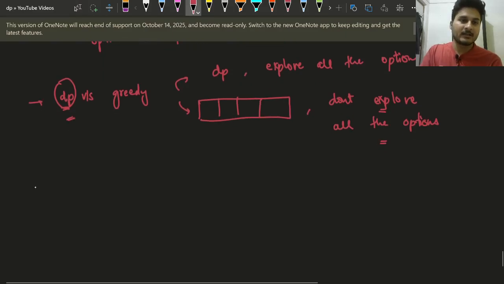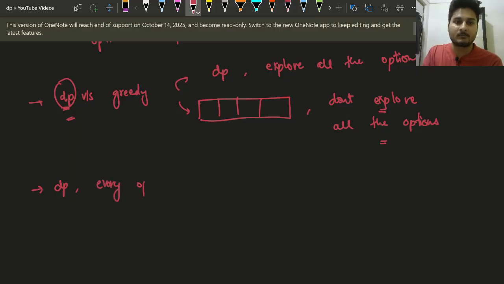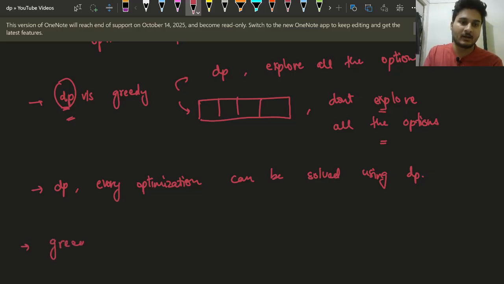And another thing that you have to remember is that since we are exploring all the options in the dynamic programming approach, every optimization problem can be solved using DP. But the same cannot be said for the greedy approach. It can't solve every optimization problem.